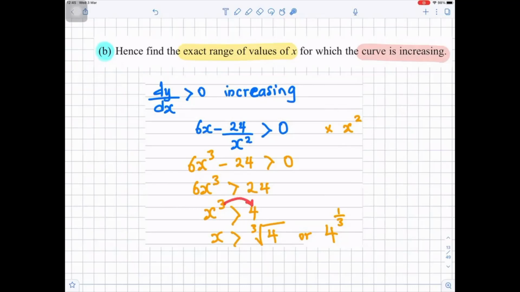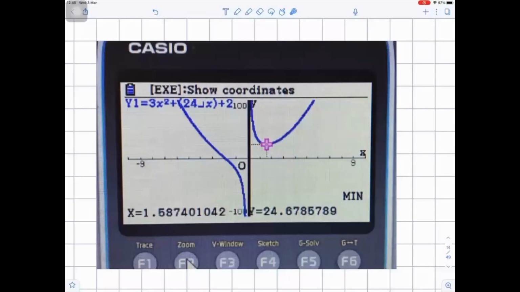And we find the cube root of 4. So x is greater than the cube root of 4, or 4 to the power 1 over 3. And if you plot it on your calculator, you will see that point there. That is the point 4 to the 1 over 3, which is 1.58 something. And you can see from there it is increasing. So dy over dx is greater than 0. From this point it is going up. So that's the increasing. So it's increasing from here. That's why we say x is greater than, from there going up.